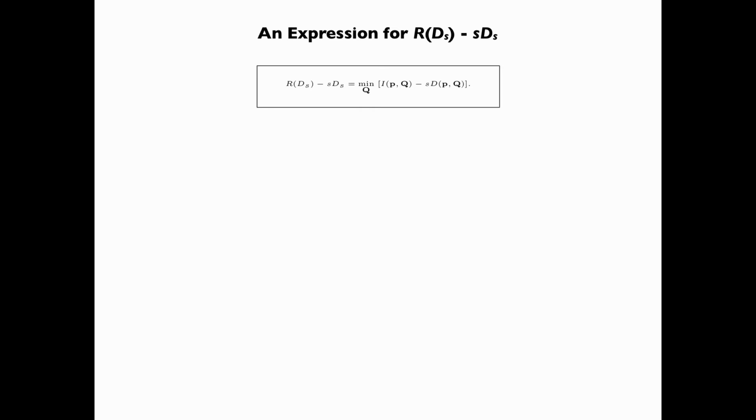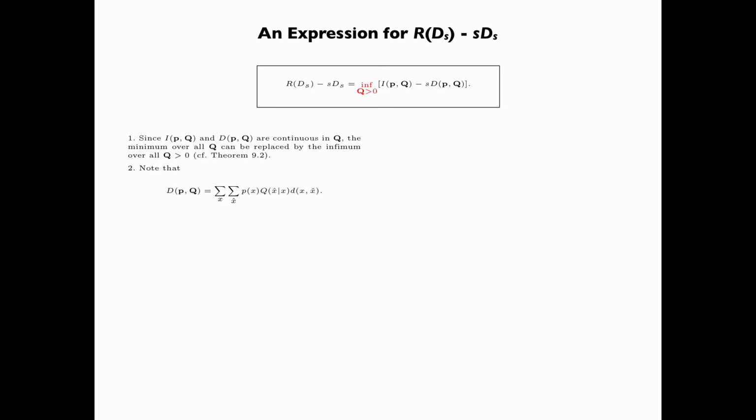We now obtain an expression for R(D_s) minus sD_s, which we have seen is equal to the minimum of I(P, Q) minus sD(P, Q) over all Q. Since I(P, Q) and D(P, Q) are continuous in Q, the minimum over all Q can be replaced by the infimum over all Q strictly positive. The argument is exactly the same as the one we used in Theorem 9.2. So, we replace minimum over all Q by infimum over all Q strictly positive.